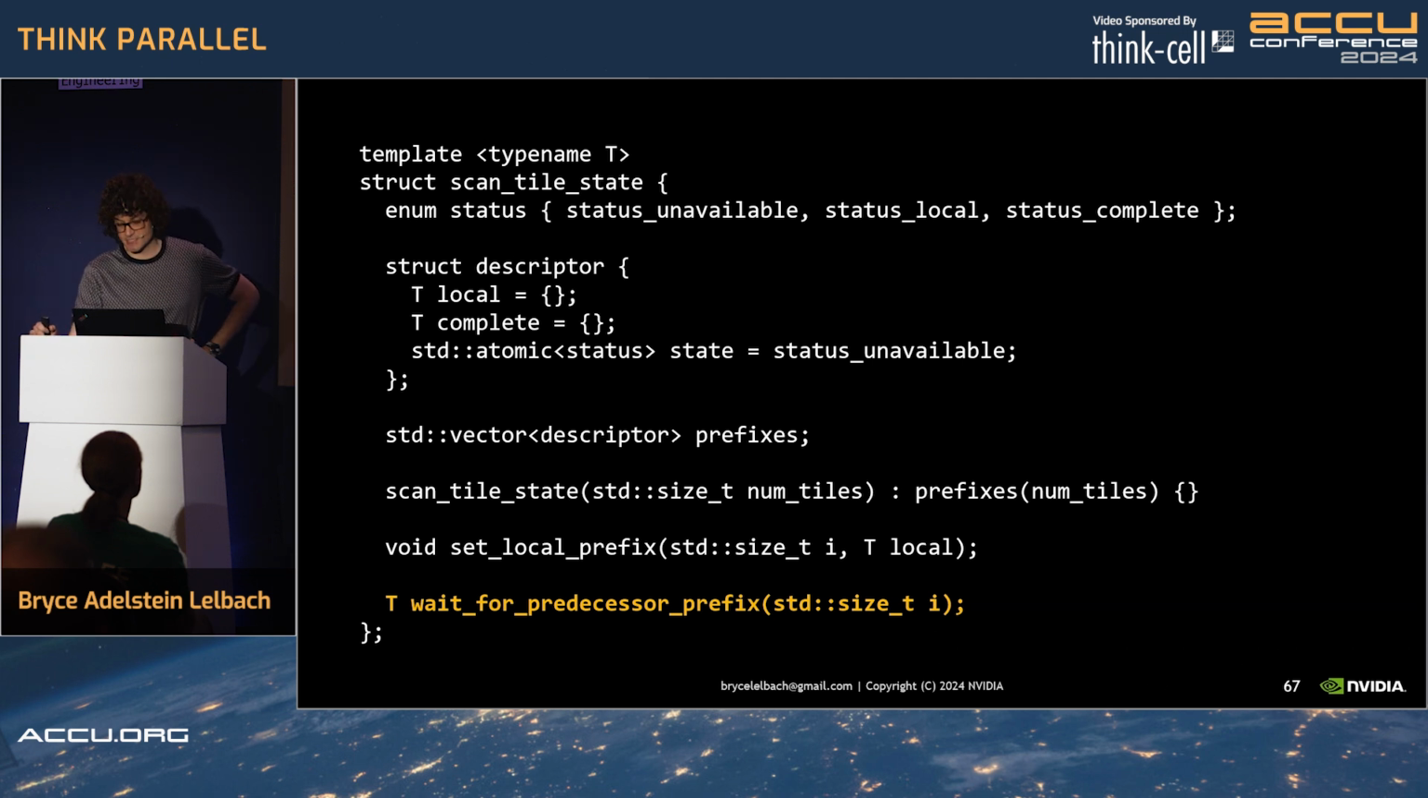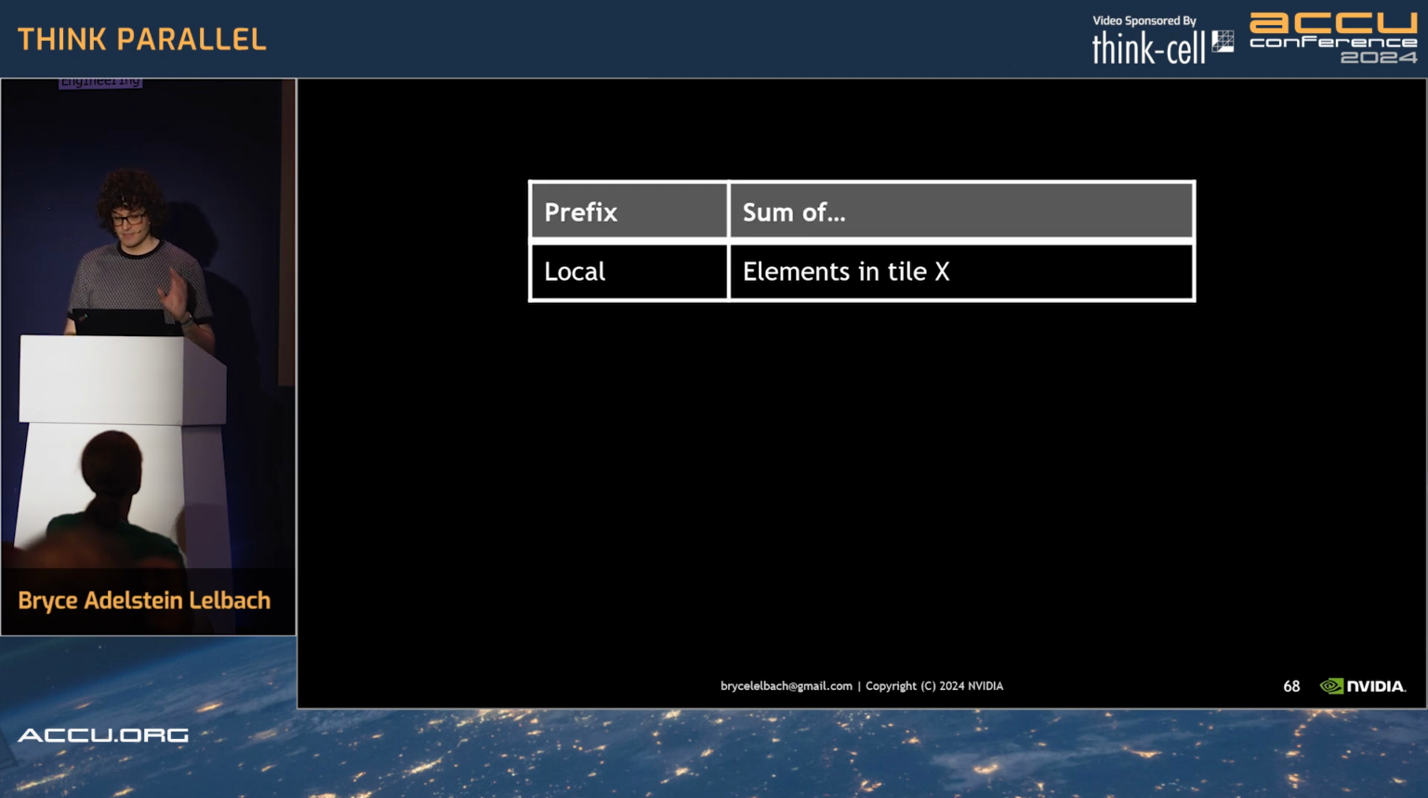Now, wait for predecessor prefix is called by tiles to retrieve the sum of all elements before the tile, which must be added to all of their elements. Wait for predecessor prefix searches through predecessor descriptors, reconstructing a predecessor prefix from the local and complete prefixes of its predecessors. So there are three types of prefixes that I've been discussing here. There's local prefixes, which are the sum of the elements in a given tile. Nothing else, just the local sum of those elements.